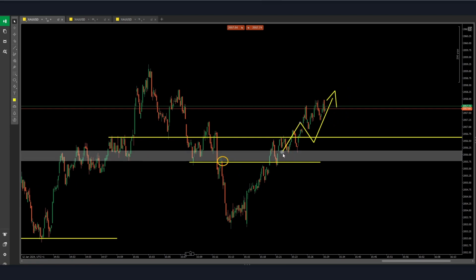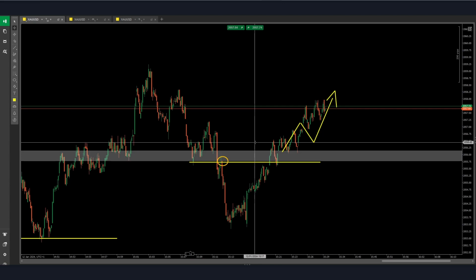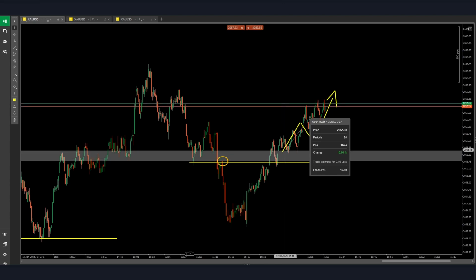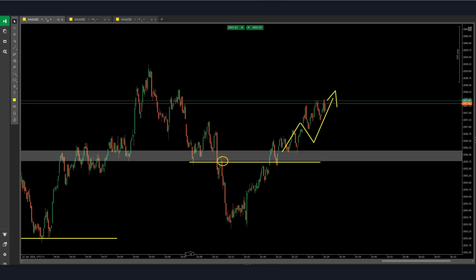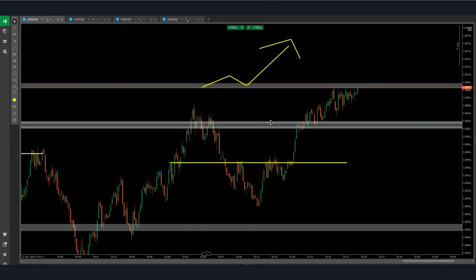Over here, after this pullback and breaking above these highs, we might have got a nice entry. Still not moving that much. This is very nice because it's respecting the line. And let's see EURUSD.